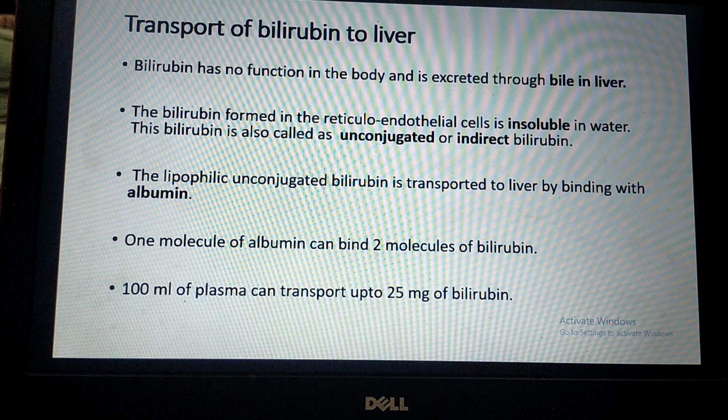Now this unconjugated bilirubin or insoluble bilirubin combines with albumin. Albumin is a protein which is hydrophilic, and this albumin transports the unconjugated bilirubin from the spleen to the liver. One molecule of albumin can bind with 2 molecules of bilirubin. In general, 100 ml of plasma can transport up to 25 milligram of bilirubin.